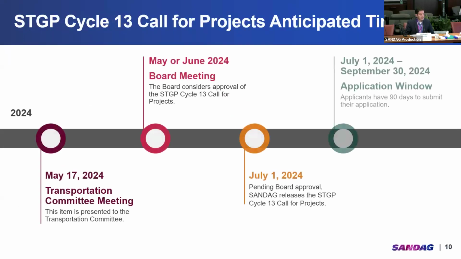So in terms of next steps, we plan to present the SDGP Cycle 13 call for projects to the Transportation Committee at its May 17th, 2024 meeting, and can share any feedback you have today. Depending on the outcome of that meeting, we anticipate presenting the Cycle 13 call to the SANDAG board in May or June 2024. And then pending board approval, we would release the Cycle 13 call on July 1st, 2024, which would then open a 90-day application window.